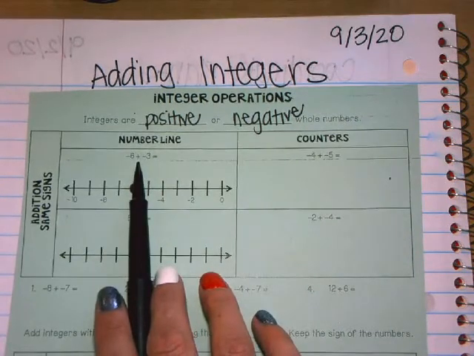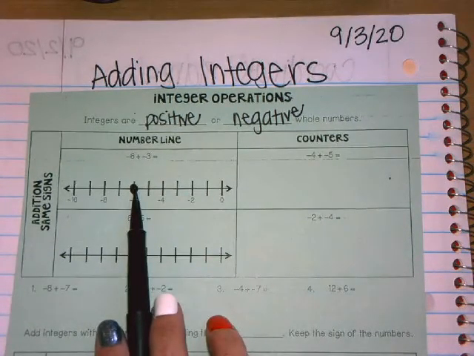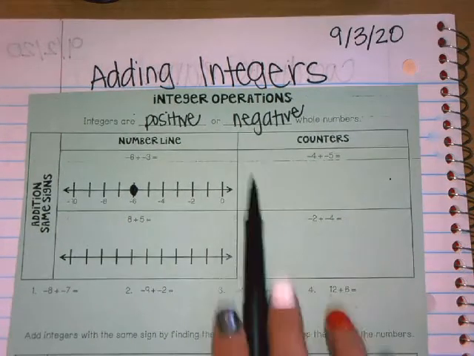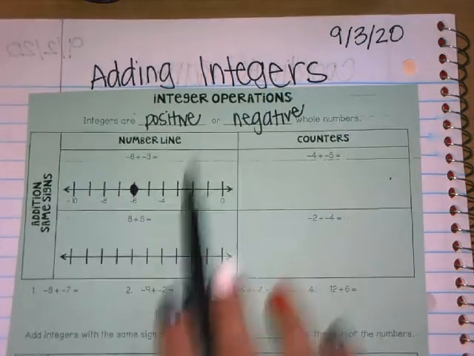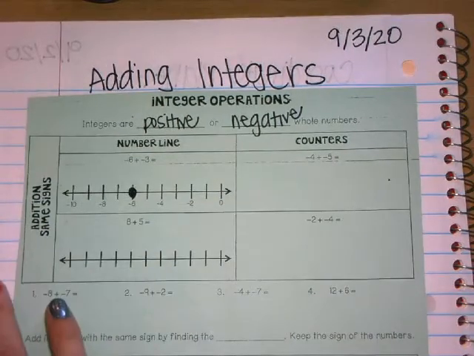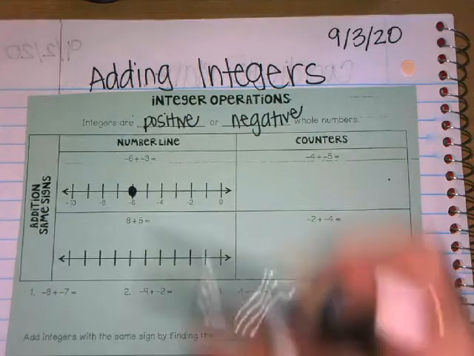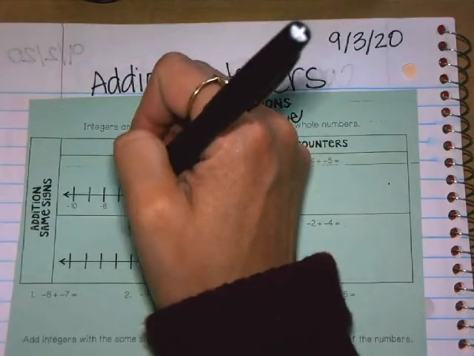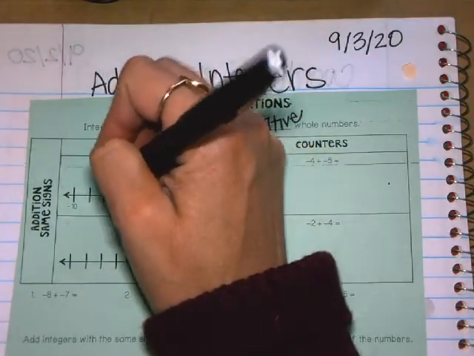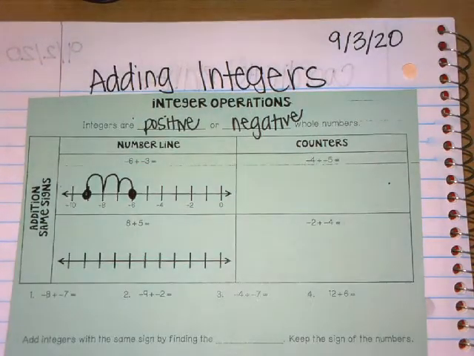Then I want to add. When I add, typically what direction do I go on the number line? To the right, right? But I'm adding a negative. So what do you think that means? What direction am I going to go? Left. So if I'm adding a negative, I'm reversing it. I'm not going to the right, I'm going to the left. So that means I'm going to add 3, which means I ended up on what number?